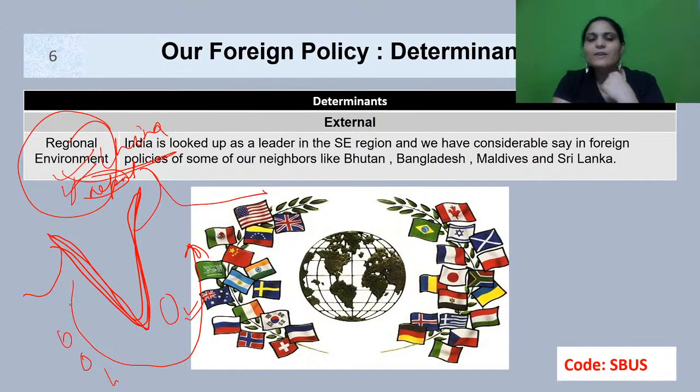So by this, what do we actually intend to do? Bangladesh, Bhutan, Maldives, Sri Lanka: we have a considerable say in their foreign policy. How? We actually give them a lot of aid. Their culture and art are a lot more similar to ours. In fact, with both Nepal and Sri Lanka, a lot of Indians are already living there, and a lot of Nepalis are living in our country.